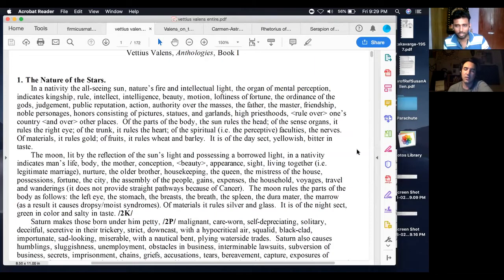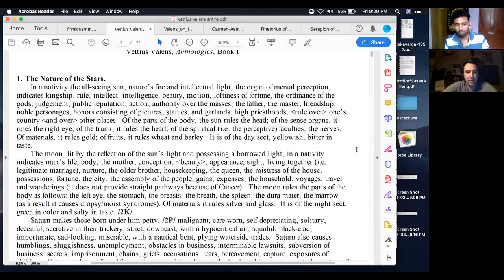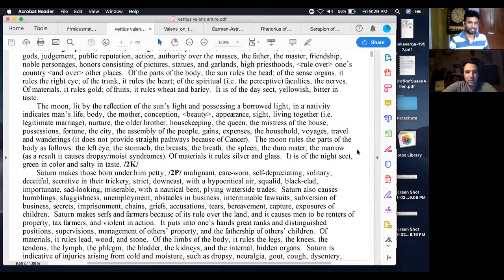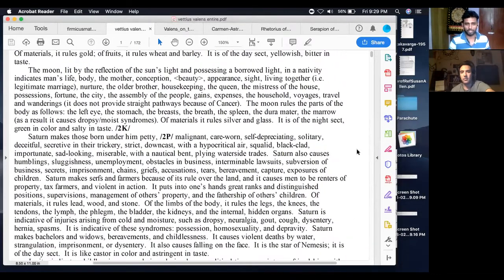So then I think we should move to the next planet, the moon. The first thing, and it's very prominent here, is the phrase moon lit by the reflection of sun's light. That is the phrase that both Parashara and Brahmira use. The moon is the planet that reflects sun's light, which is given here as the borrowed light.